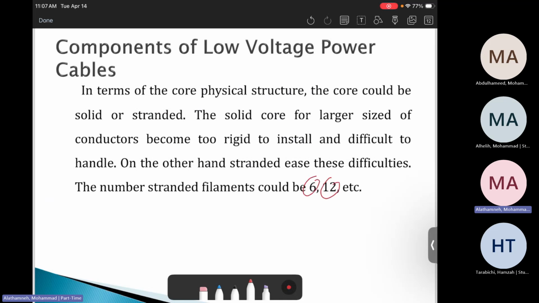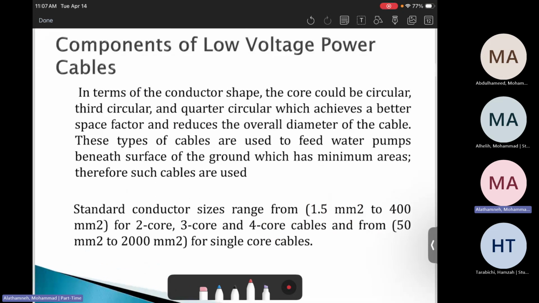And the other thing, related to making sure the conductor can handle the currents and is easy to handle in shape and size, we prefer to use the stranded. In terms of the conductor shape, the core can be circular, third circular or quarter circular, which achieves a better space factor and reduces the overall diameter of the cable.